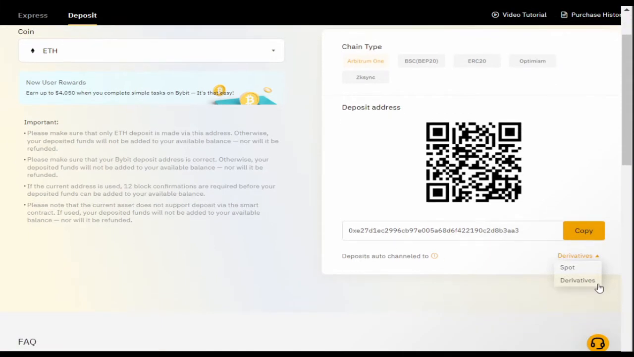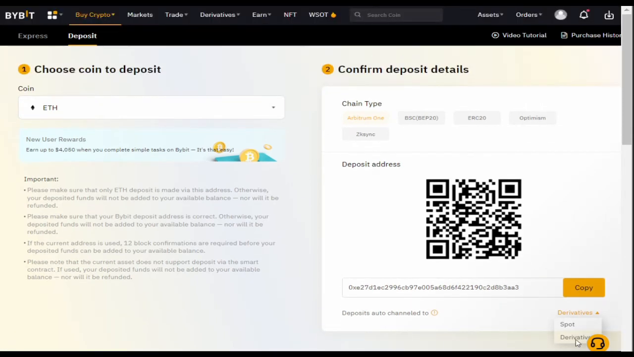And then you can put it to your derivatives account, which is like your futures account, or you want it to your spot account, right? So I'm trading futures, so derivatives is fine for me. And then boom, you would be good to go. So hopefully you guys are with me so far through those steps, right? It didn't get too deep there.